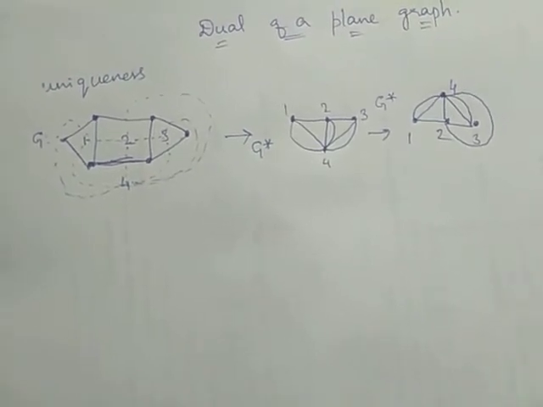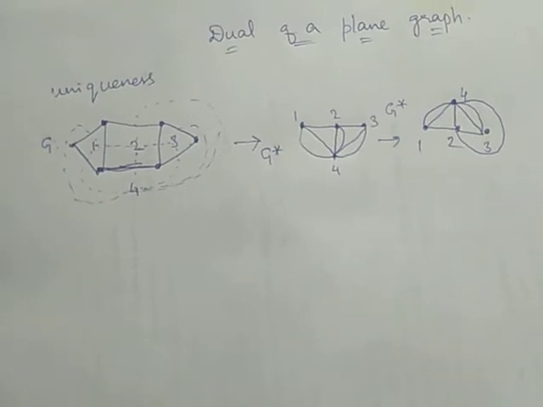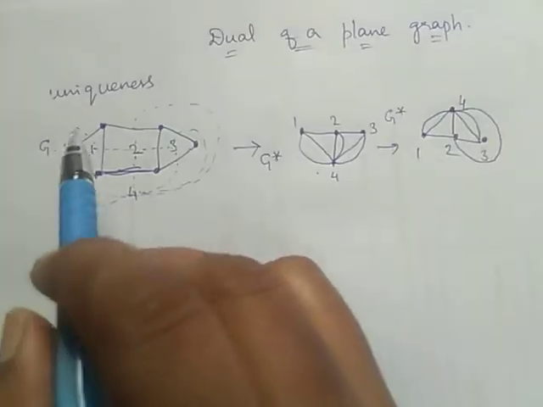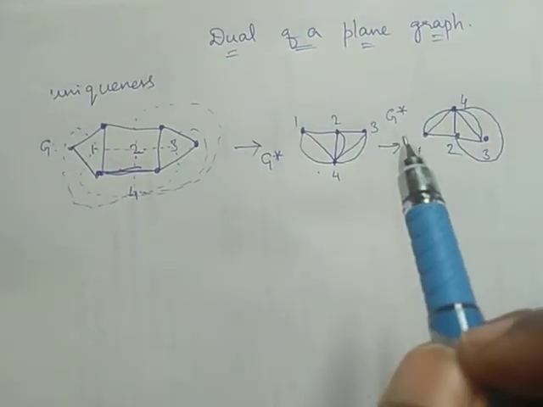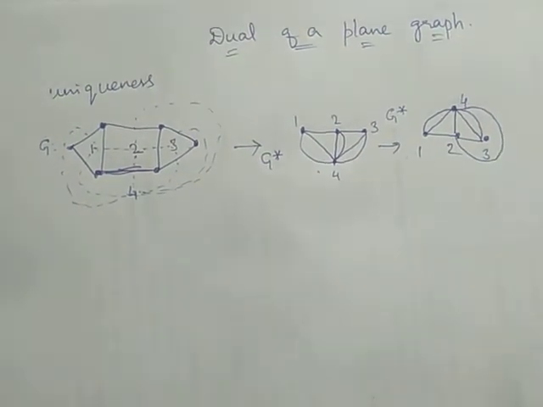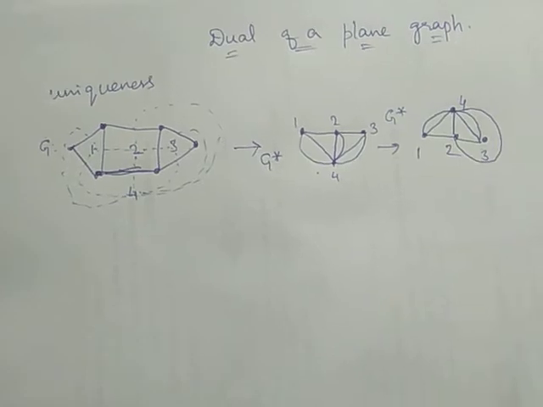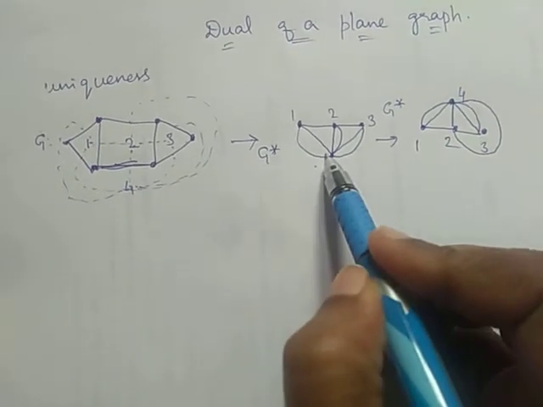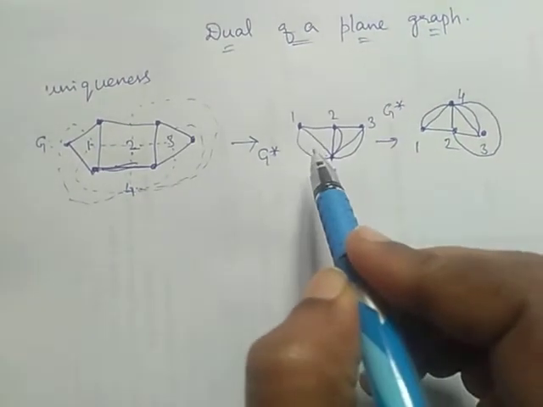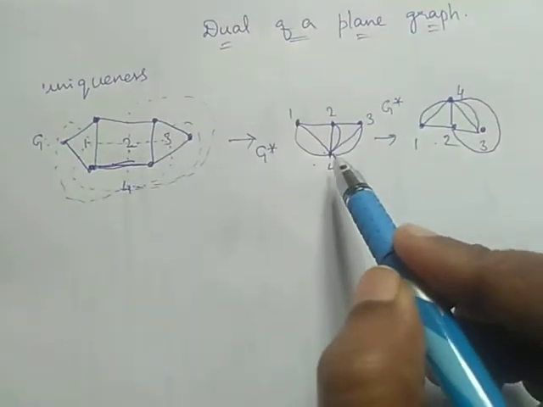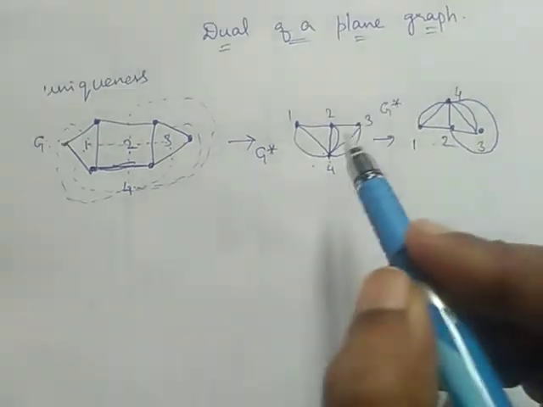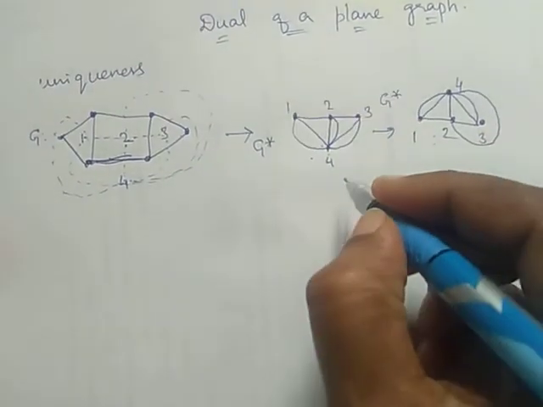A planar graph G has one geometric dual. All geometric duals of a planar graph are isomorphic graphs. So this is the dual of graph G. This is also the dual of graph G. What is the relation between these two? These two graphs should be isomorphic to each other.